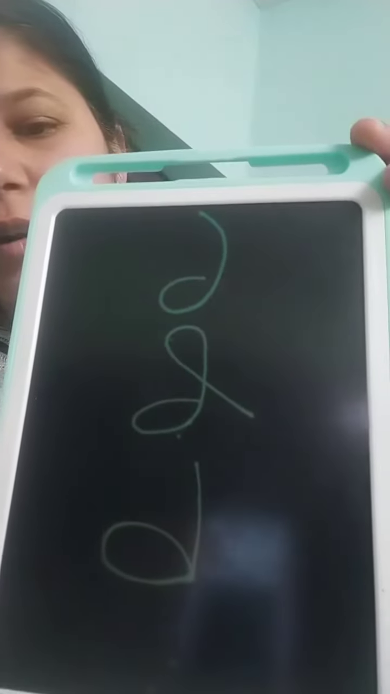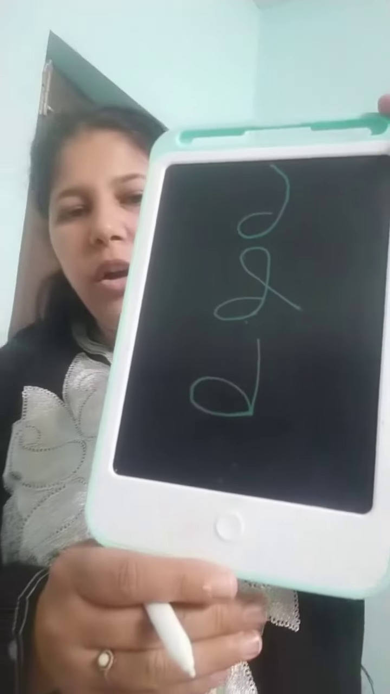There are some different ways. This is letter D. Now I would like you to see in your handwriting what kind of D is it showing. Frequently which kind of D is coming.